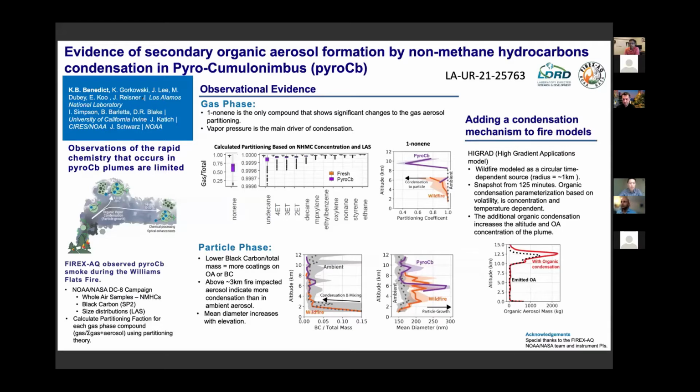We looked at the profile vertically, and we see that there's a lot of partitioning up in the highest altitudes, which we would expect. We also looked at some stuff related to the particle phase, and we're working on adding some condensation to some simple models using sort of a distribution of volatilities, and we're kind of varying that, but we haven't gotten that far, and I'll just stop.